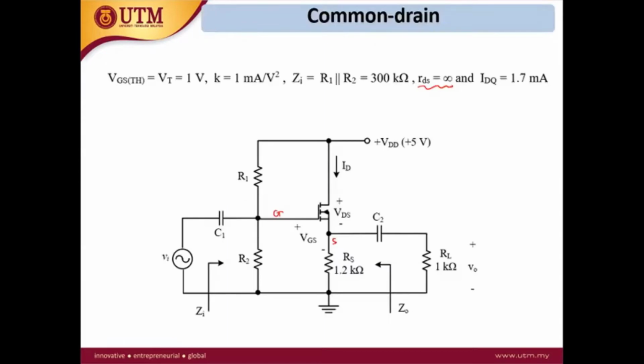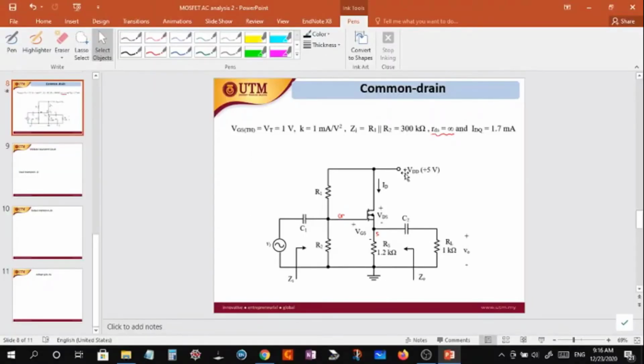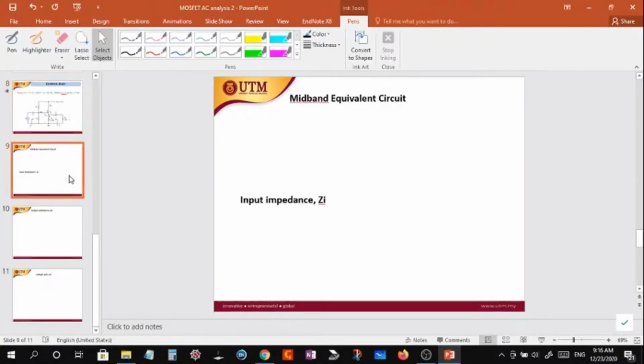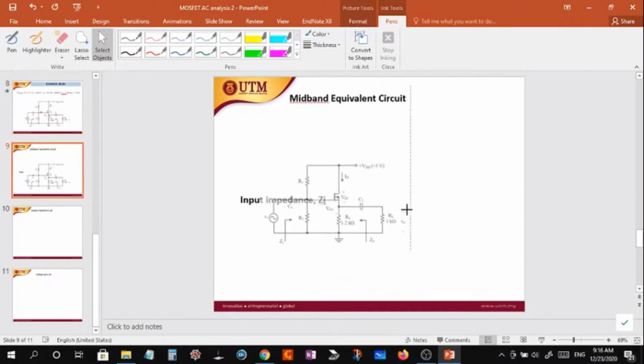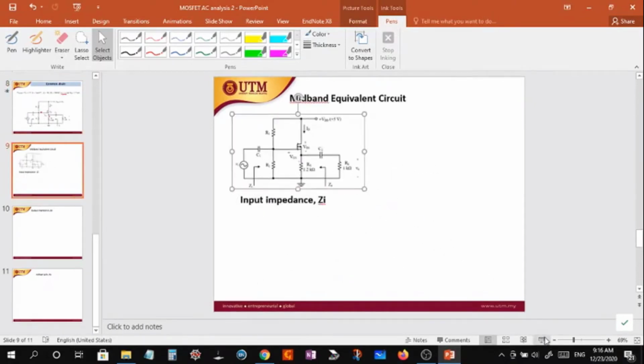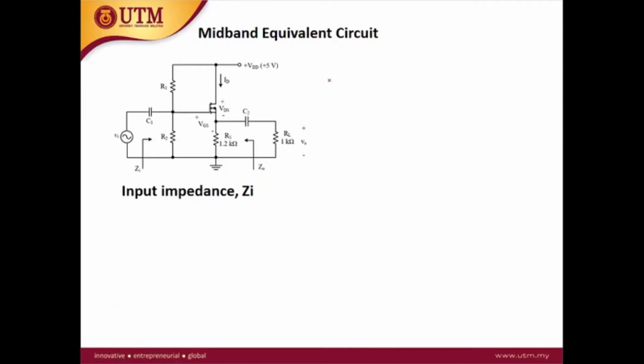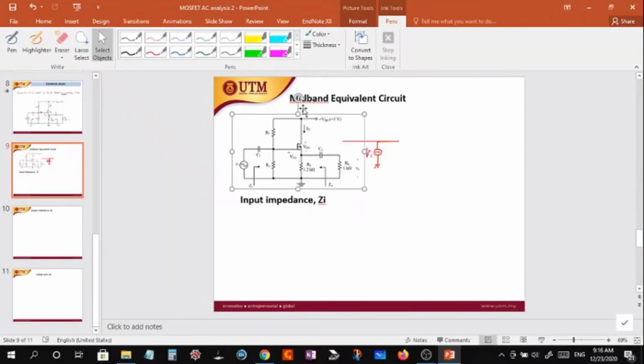Okay, we start with the drawing of the equivalent circuit. We draw the equivalent circuit starting from the input, the signal. This is the VI here, and then we have C1, which is short circuit.